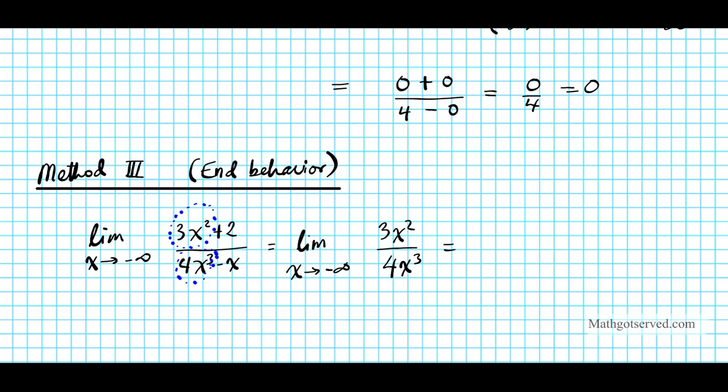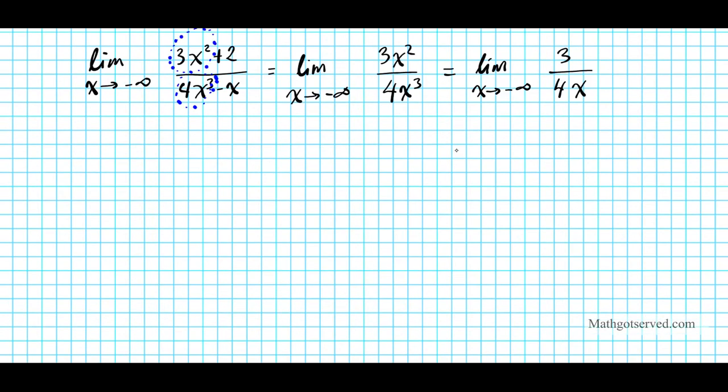So this is going to become the limit as x approaches negative infinity of 3 over 4. The x goes downstairs. 3 minus 2 is 1, so 3 over 4x. All right, so now, since we can't simplify any further, we just plug infinity into the expression. So we're going to have 3 over 4 times negative infinity. Okay, do some simplification here. 3 over 4 times negative infinity is negative infinity. And 3 over negative infinity is 0. Okay, so there you have it.